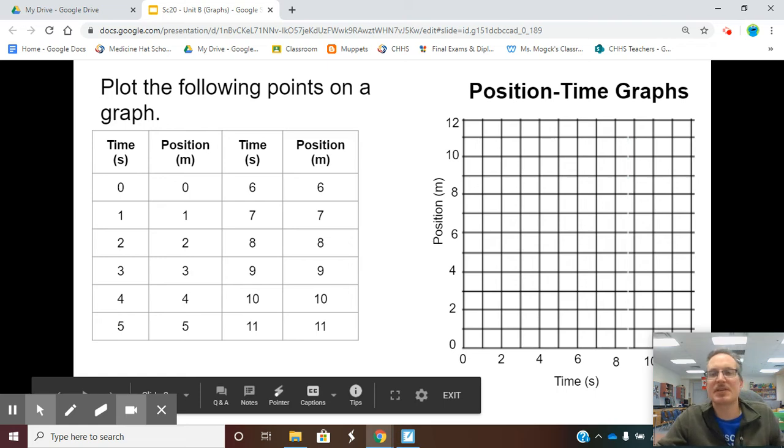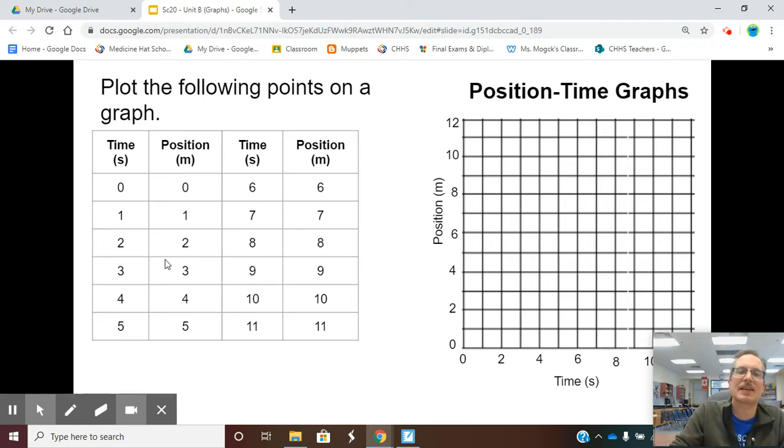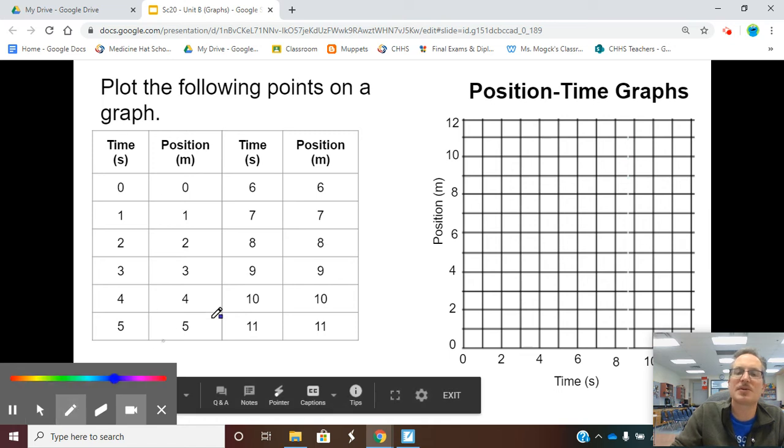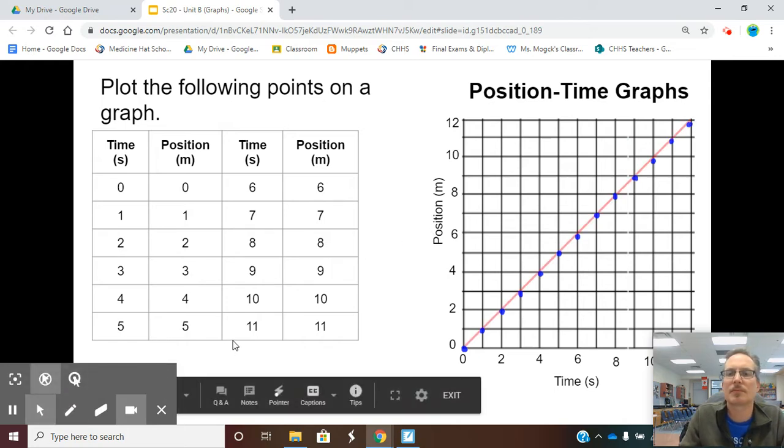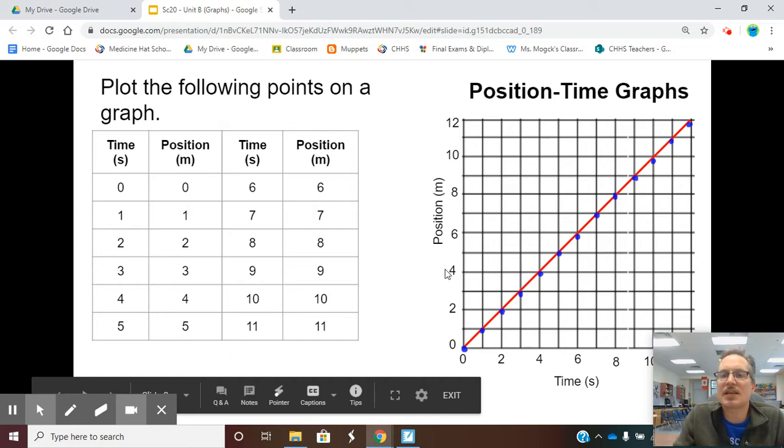So let's take this position time graph. We're going to take these points from here, and I would like us to plot these points on the graph. At a time of 0 seconds, we have a position of 0 meters. At a time of 1 second, we have 1 meter. 2 seconds, 2 meters. 3 seconds, 3 meters. And we'll notice that there's a pattern as we go up. If we connect those dots, you can see that as time increases, so does the position that we are moving.